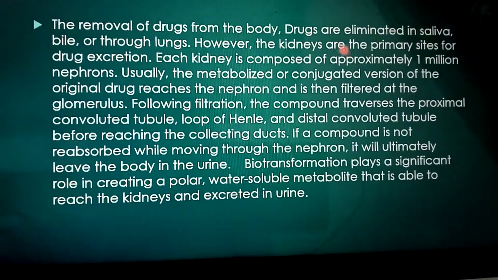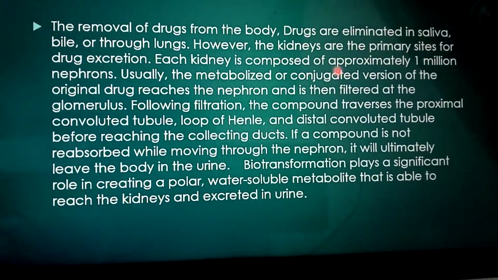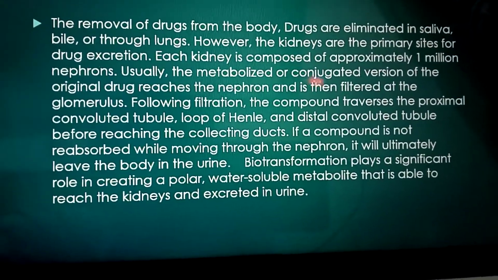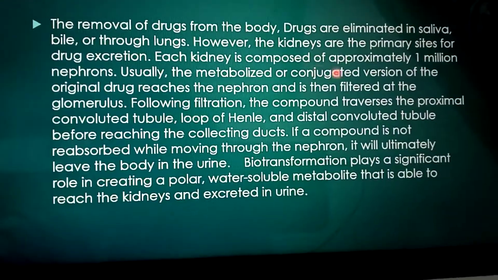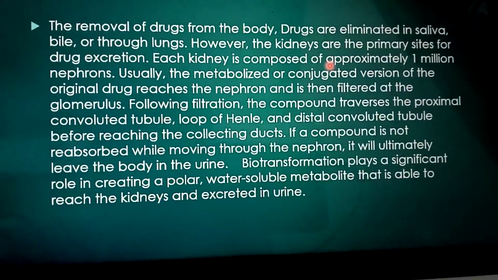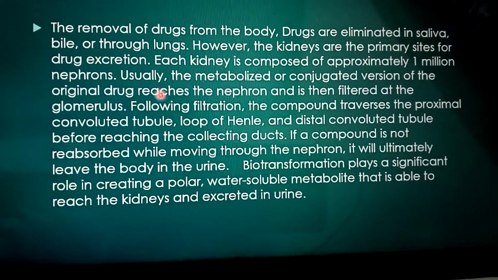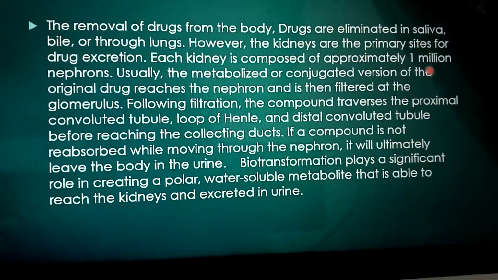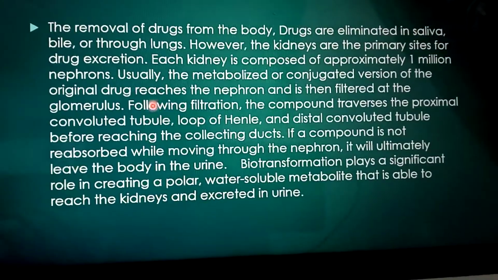However, the main organ of excretion is the kidneys. So the basic anatomical structure is composed of the nephron. The structural and functional unit of the kidney is the nephron. So each kidney is composed of 1 million nephrons.